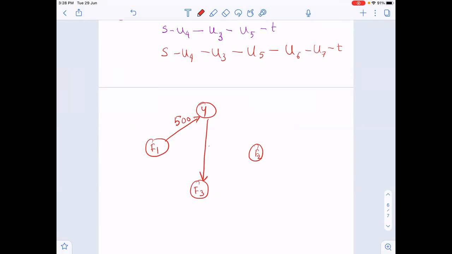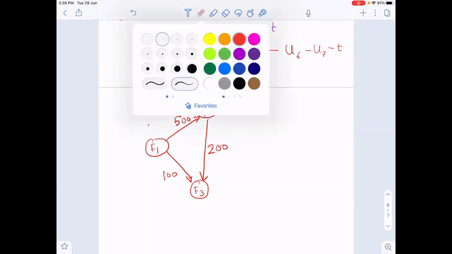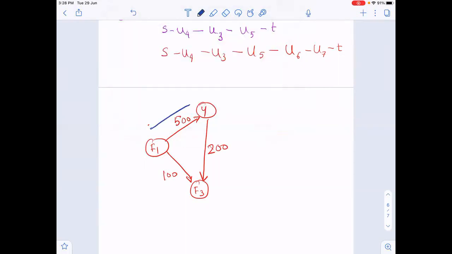say 200 rupees. And F1 has to give F3 100 rupees. Forget this. So one way of doing it is that you can tell your friend, good, so you give me 500 rupees. Fine. So to start with, you give me 500 rupees. Good. This is what I've got.